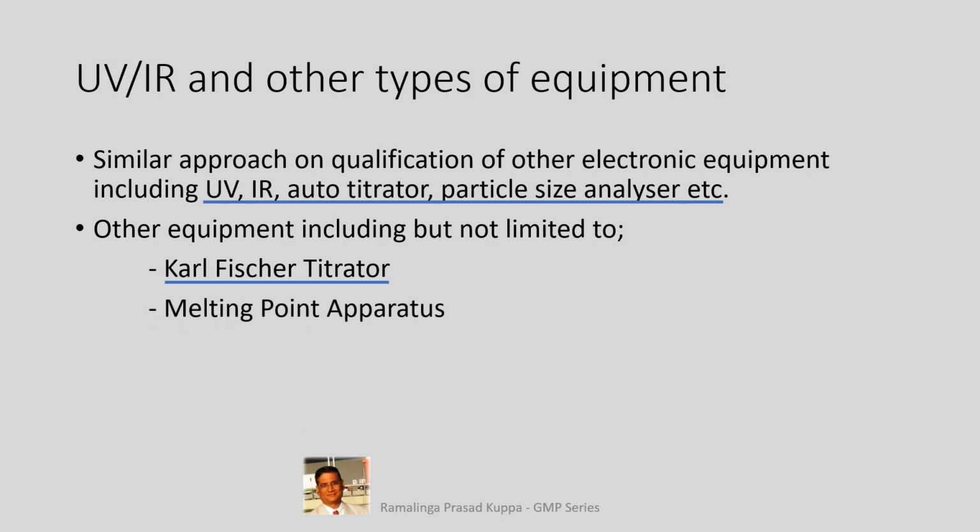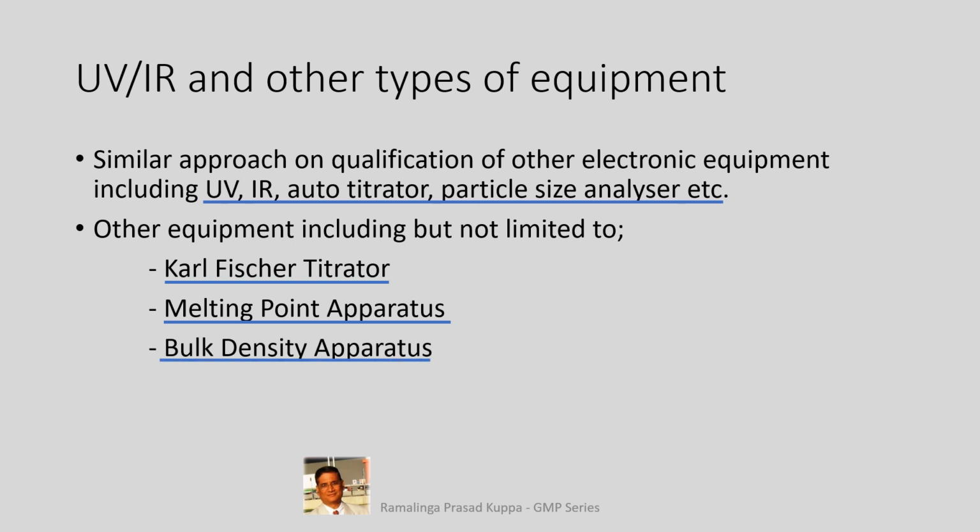Melting point apparatus. All the intricate points of USP Chapter 741 should be addressed and qualified for compliance. The parameters include rate of heating, selection of heating medium, selection of standards to meet the required range, etc.